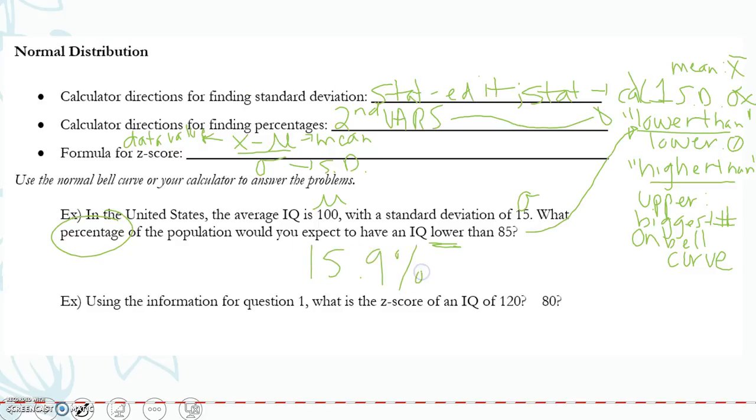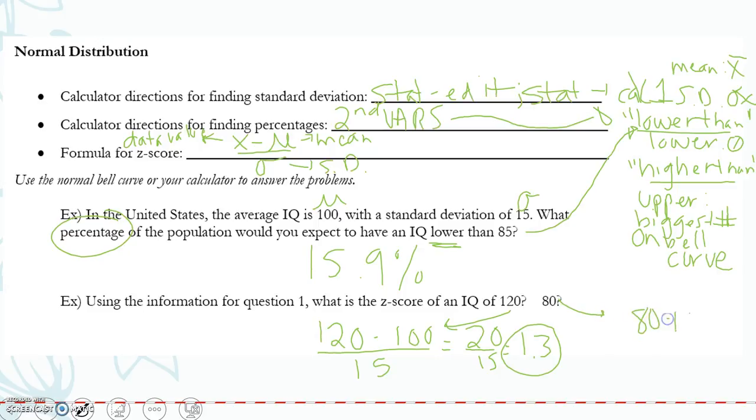The next one, it says using the information from question 1, what is the z-score of 120? So I'm going to use the z-score formula. So to find the z-score of 120, I take 120, I subtract the mean of 100, and I divide by the standard deviation of 15. So when I do that, 120 minus 100 is 20, divide by 15. That gives me 1.3 repeating, or you could use the fraction version. To find 80, I do 80 minus the mean, divided by the standard deviation. That gets you negative 20 over 15, so you get negative 1.3.